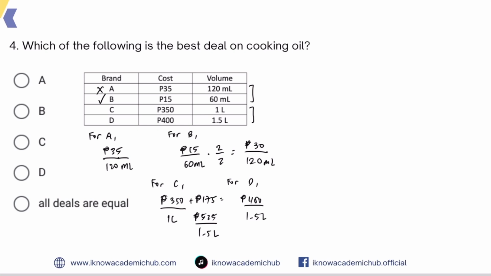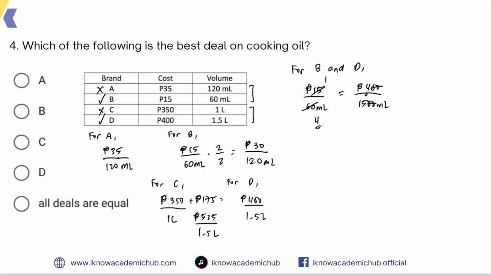So, C is much more expensive compared to D. Thus, D is cheaper compared to C. Next, we have B and D. We have 15 pesos per 60 ml. Compare that to 400 pesos per 1,500 ml. Removing both two zeros here and simplifying 15 and 60, we have 1 over 4.